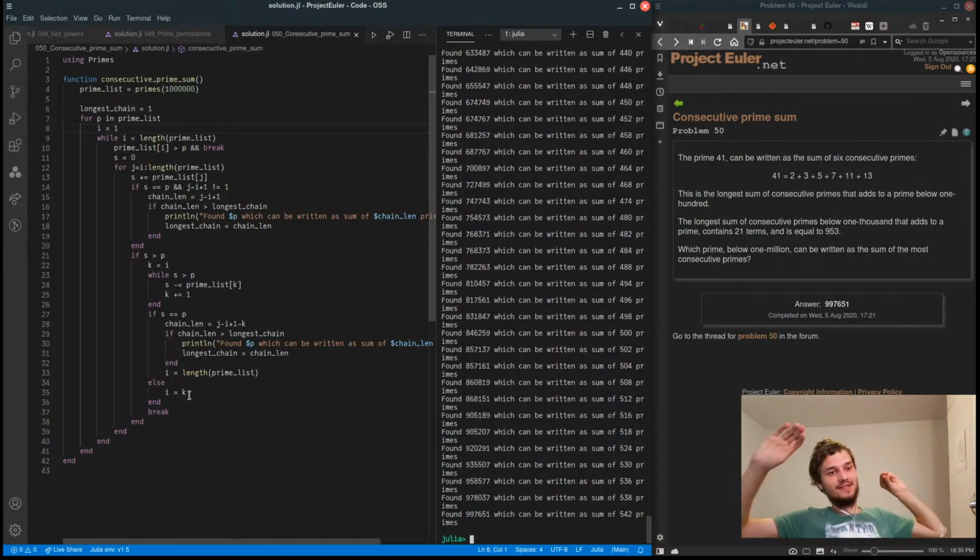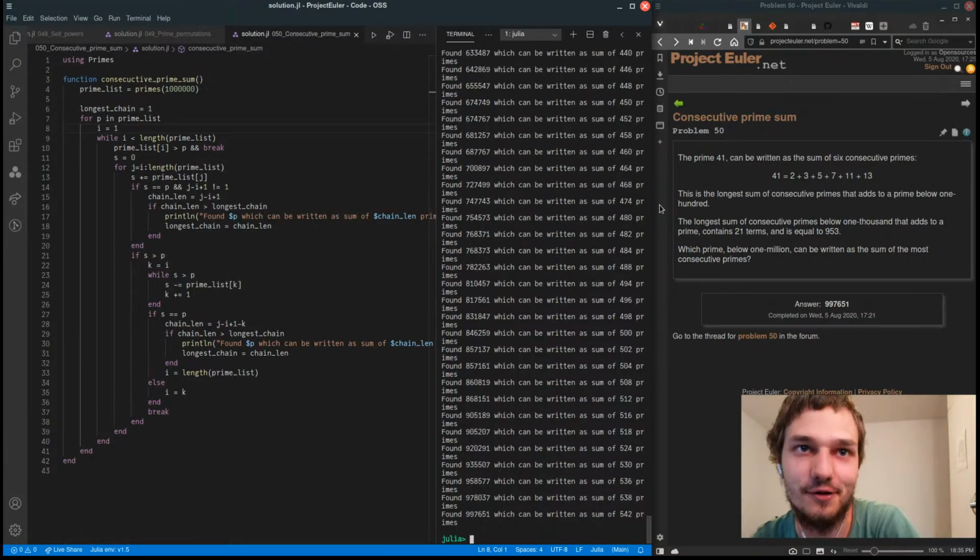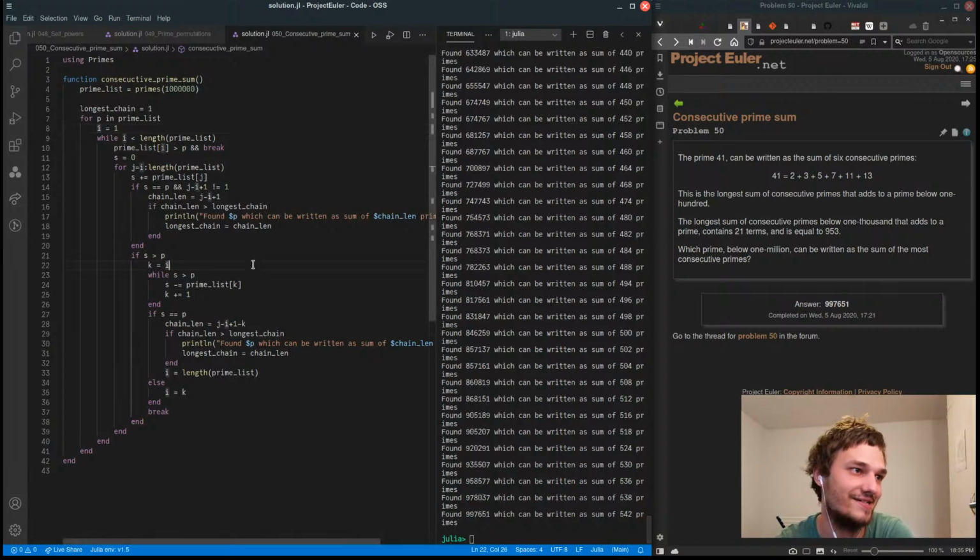Hey, Katie. We solved the problem already, but it's too slow. So I want to make it faster. And it's probably a mess to read. So let me take the time to explain it to the stream again. So I'm trying to find the prime number below 1 million, which can be written as the longest sum of consecutive primes.